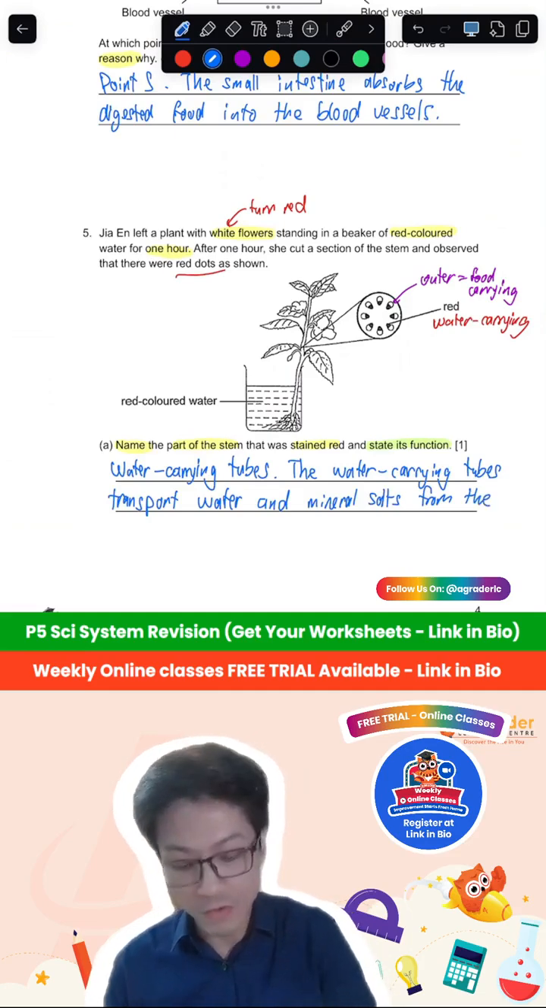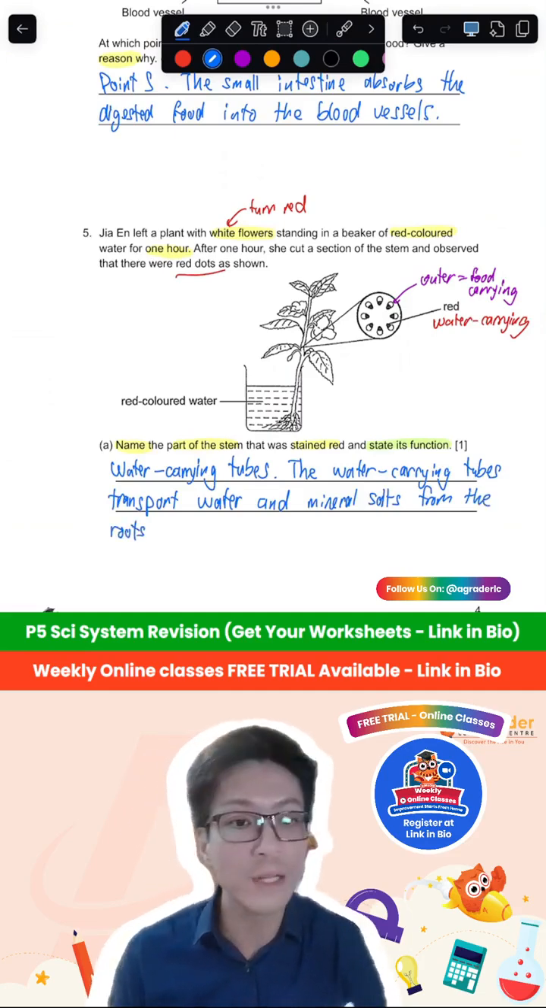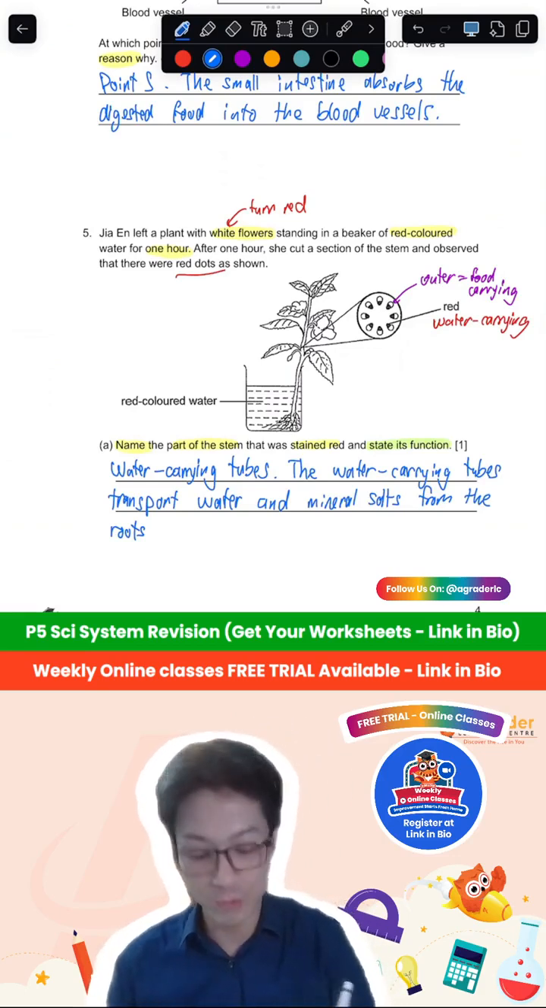the roots. How come today I never see Paige? Paige is not here today.